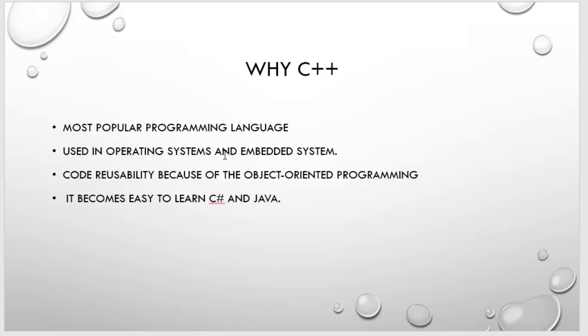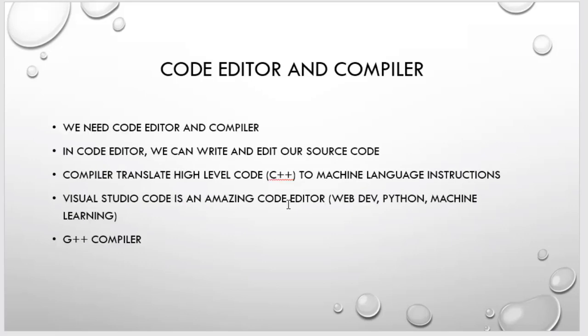That's why we are using it, and we can use it in operating systems like Linux, Mac, and Windows. And also we can use it for the backend coding of microprocessors in embedded systems and much more. Object-oriented programming in C++ allows us to reuse our code. And once we learn C++, we can easily learn C Sharp, Java, and many programming languages. So it's a good starting point.